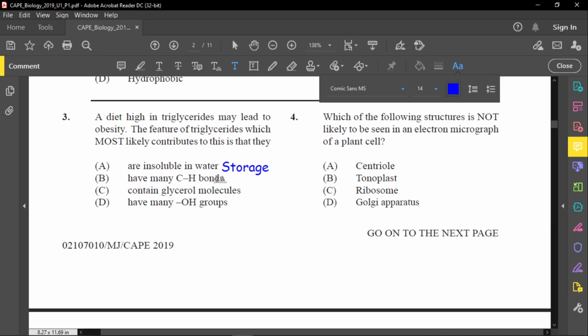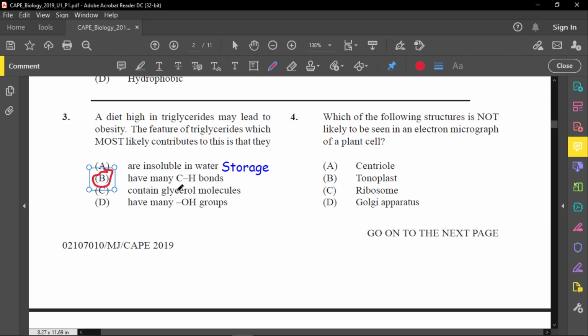Now, having many CH bonds is very good, because the more CH bonds there are within the triglyceride or in the fatty acid, the more complex that fatty acid is. And being more complex, it will be stored in very large quantities, and therefore could lead to obesity. And so the best choice between A and B is actually B.